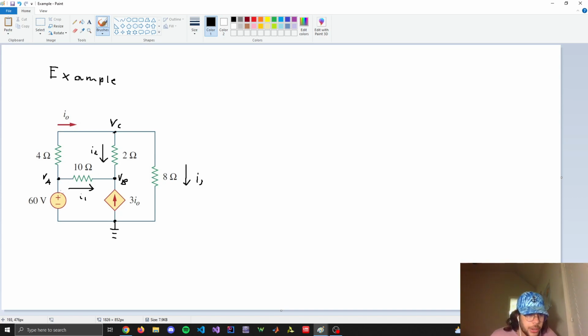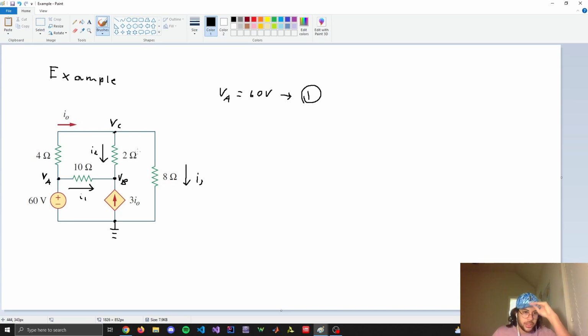But the first thing we should notice is that this node here, VA, is exactly 60 volts, because the plus of this source is connected to this node, so it's 60 minus 0, so there's 60 volts on that node. So VA is 60 volts, and that's equation number 1. It's like a given, like a little gift. That's very nice.